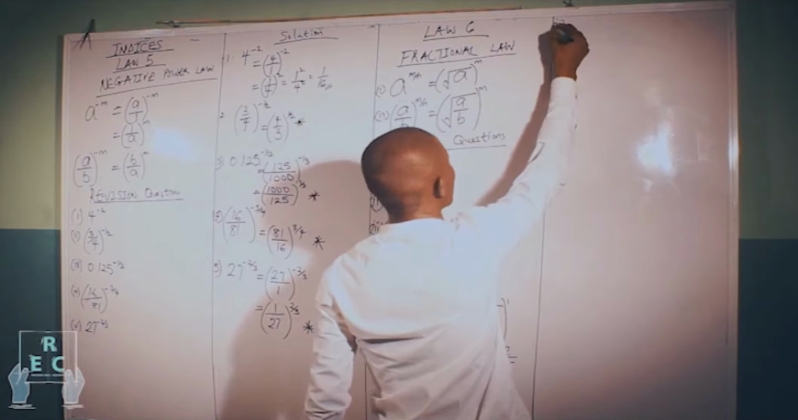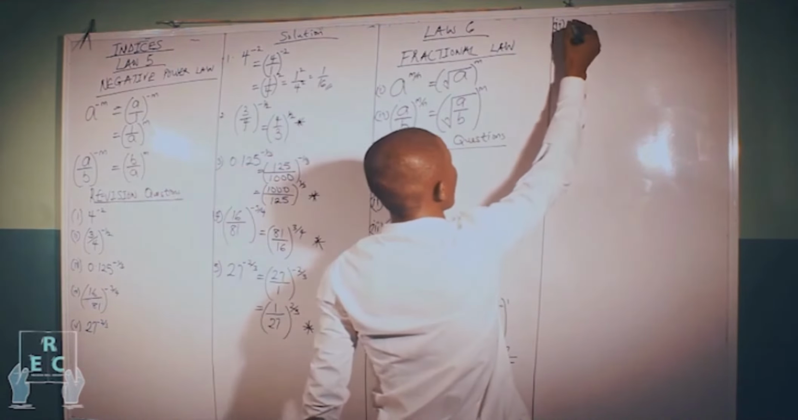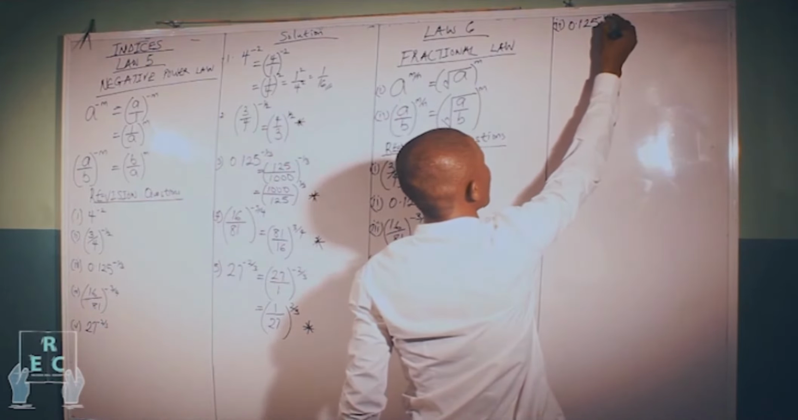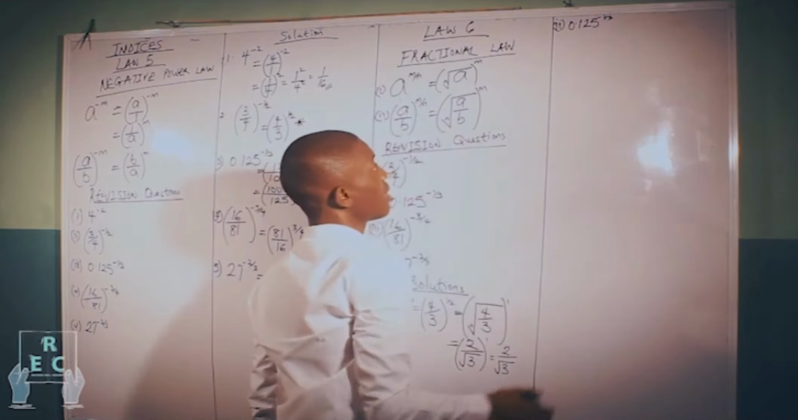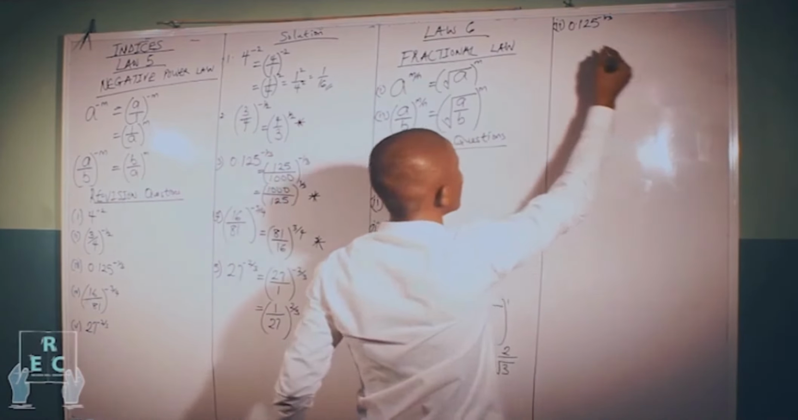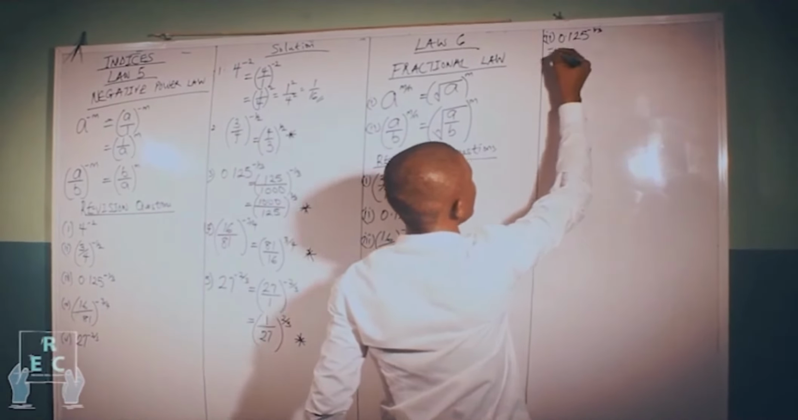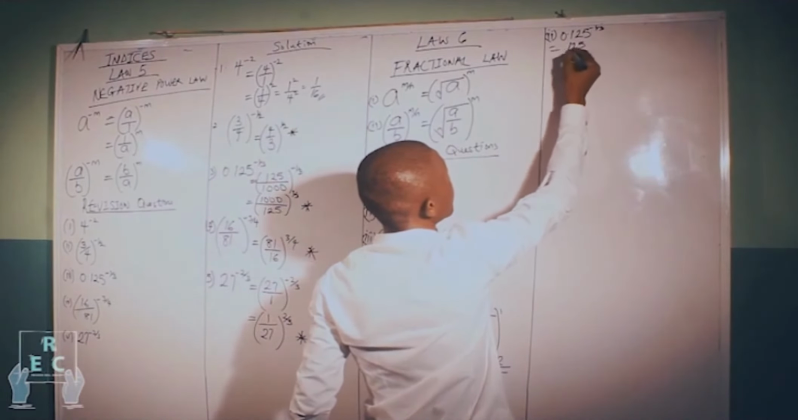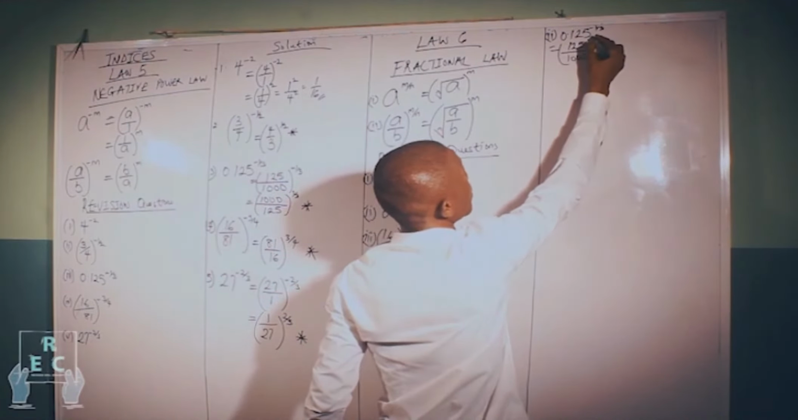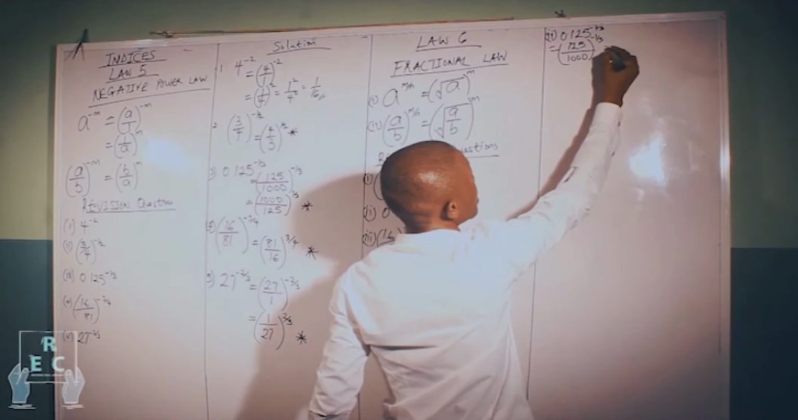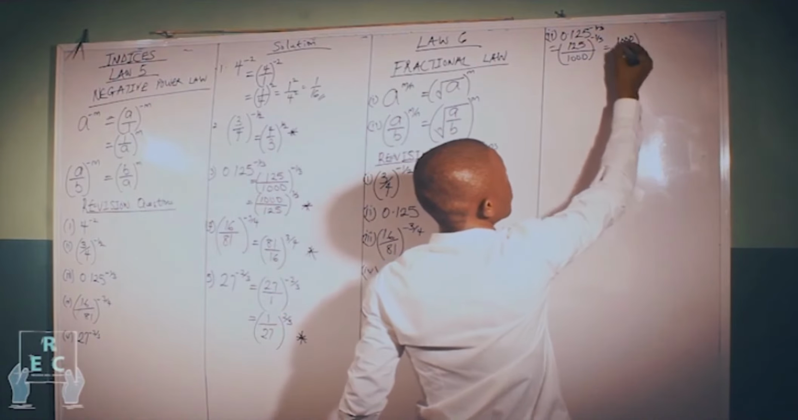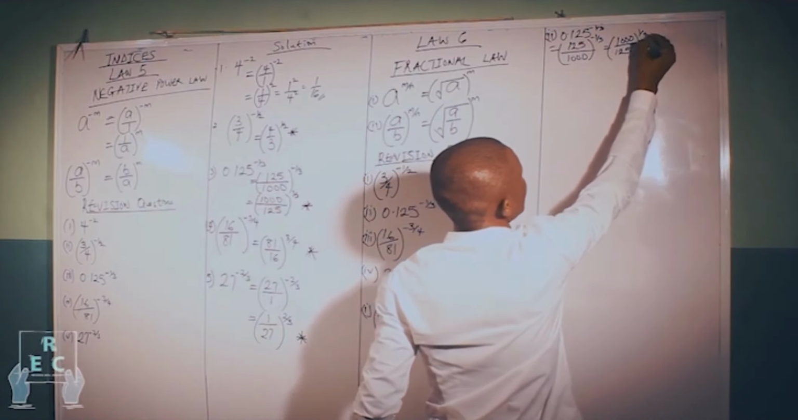The second question, 0.125 raised to the power of 1 over 3. Now look at this. It's the same question we have here, so let's just go straight to our solution there. We said 125 over 1000 raised to the power of minus 1 over 3. And here we have 1000 over 125 raised to the power of 1/3.